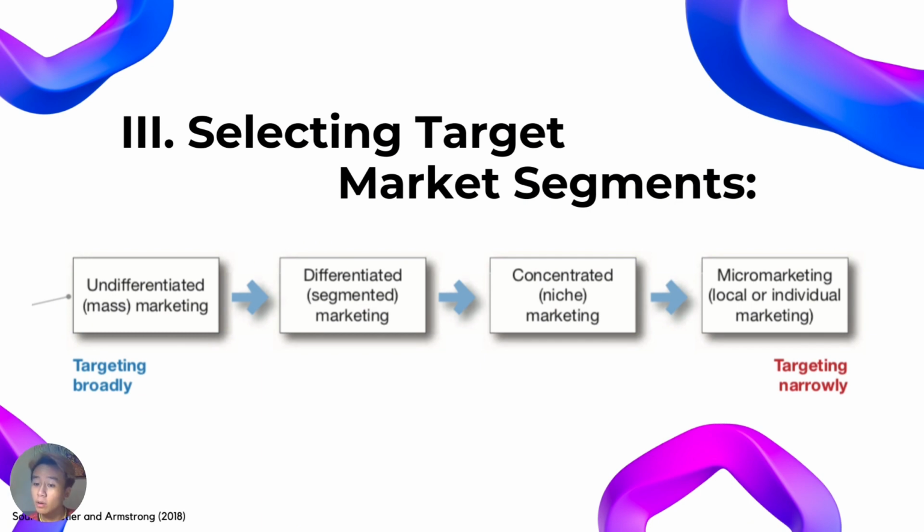Finally, micro-marketing is the practice of tailoring products and marketing programs to suit the tastes of specific individuals and locations. Micro-marketing includes local marketing and individual marketing. A typical example of local marketing is a lot of foreign visitors coming to Saigon, and they visit Chinatown in District 5, so they not only eat a lot of cuisine there, they also try and experience the lifestyle and the local culture.